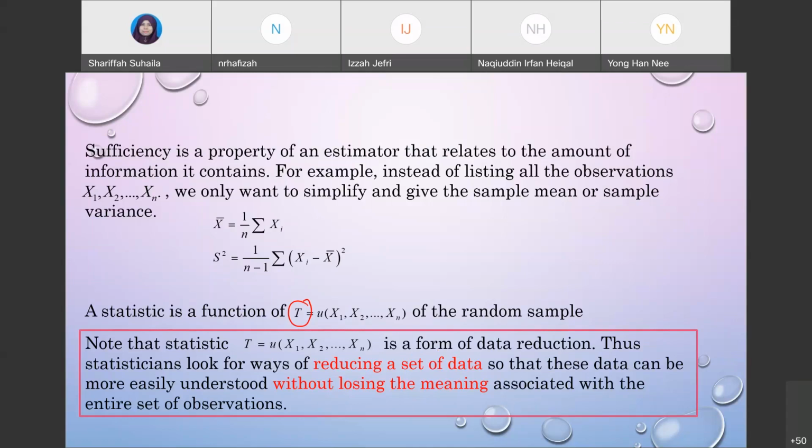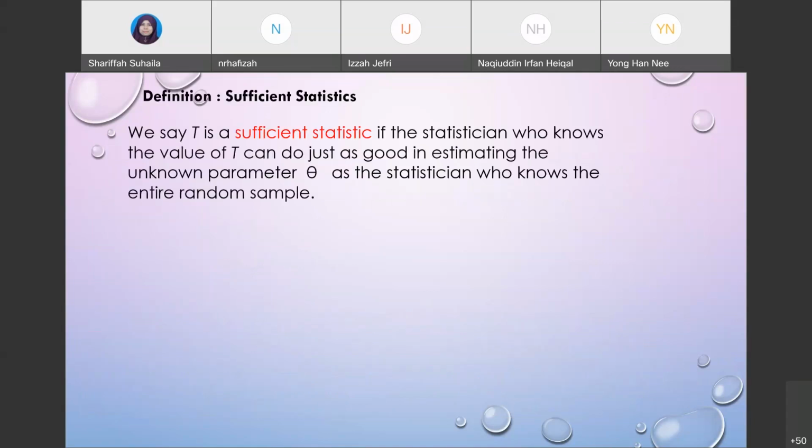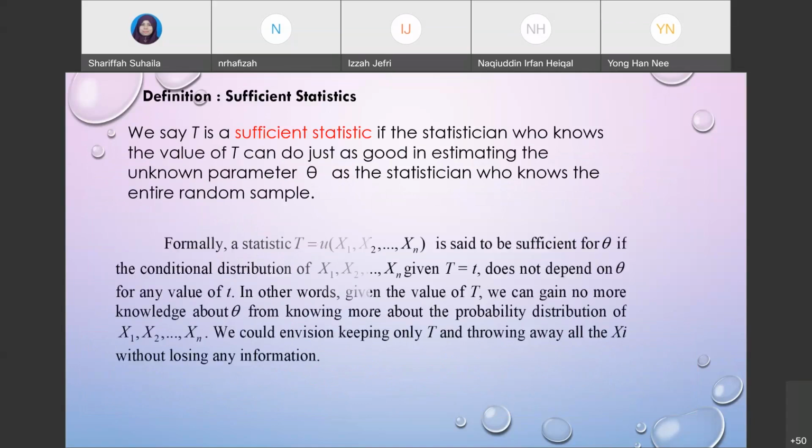So let's say statistic T is a form of data reduction. That means normally statisticians look for ways of reducing a set of data so that this data can be more easily understood without losing the meaning. So instead of listing all the observations, what we need here is just to represent it in terms of your x bar or your sample variance. So say x bar is 3.5. Overall, on average, your list of observations has a value of approximately 3.5.